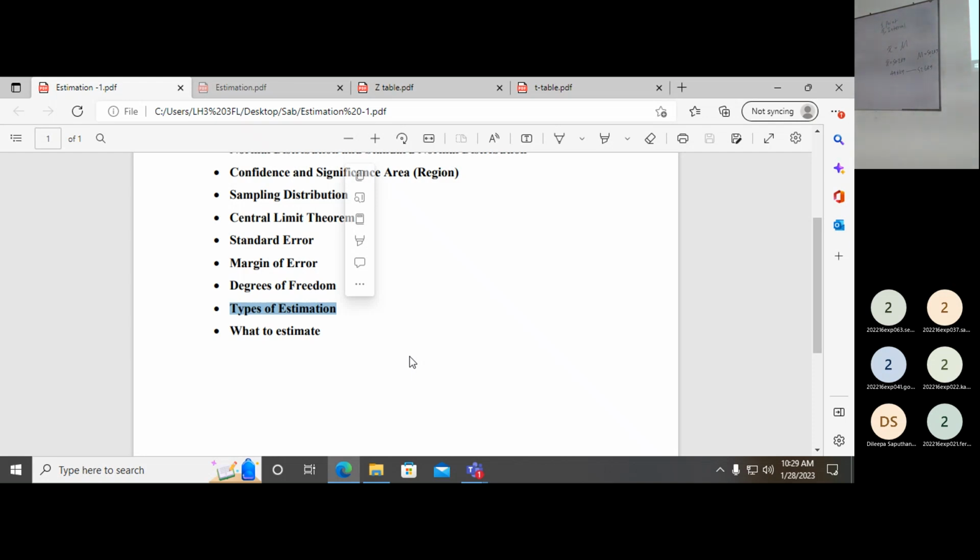That's okay. But then what to estimate? Not just estimating something, we want to start the calculator. What to estimate? First, estimation of the population mean; second, estimation of the difference of population means. These two. Let us write down the first one: estimation of population mean.